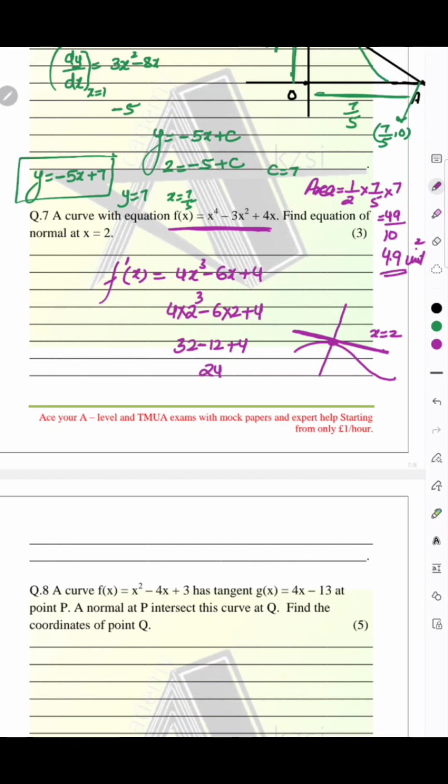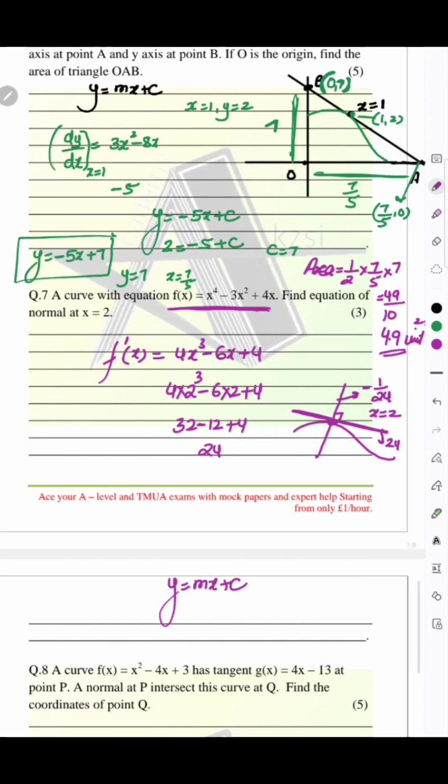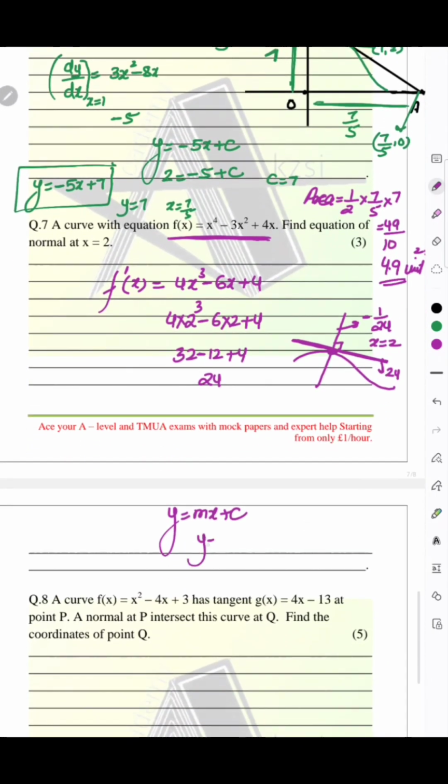And the normal is always perpendicular to it, and we know that if two lines are perpendicular, their gradients are negative reciprocals of each other. So if the gradient of the tangent is 24, the gradient of the normal will be negative 1 over 24. The equation of this normal is also y equals mx plus c, since it's a straight line. So y equals negative 1 over 24 x plus c. The value of x is 2, and we have to calculate the value of y, because the point on the curve, tangent and normal is a single point.